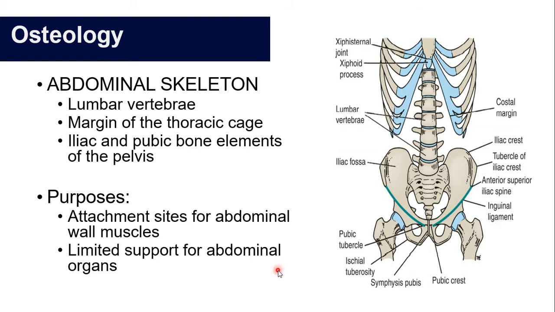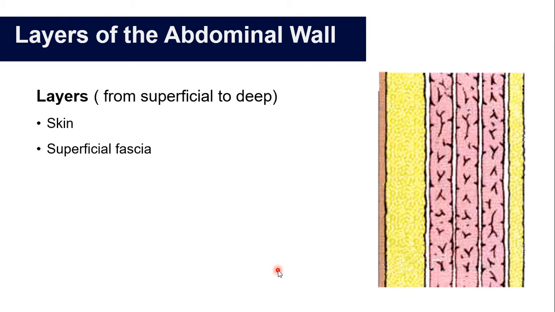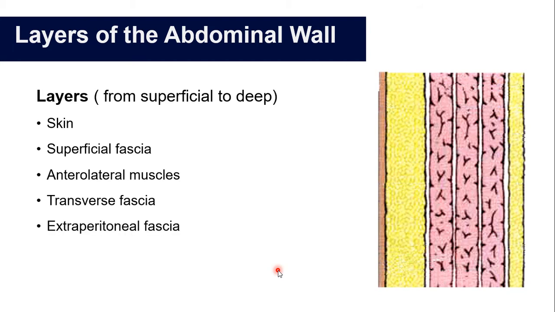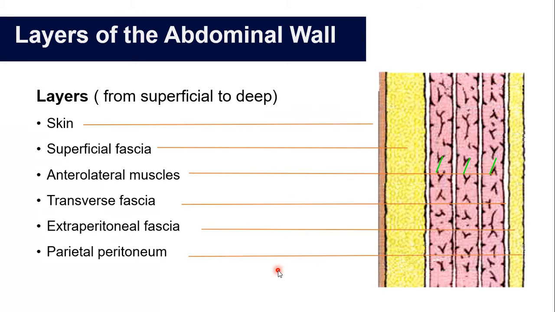Next, after the osteology, we'll discuss the layers of the abdominal wall. So from superficial to deep, we have first the skin, then the superficial fascia, the anterolateral muscles, the transverse fascia, extraperitoneal fascia, the parietal peritoneum. So these are, again, the skin, the superficial fascia, anterolateral muscles. We have here three layers: transverse fascia, extraperitoneal fascia, and lastly, we have the parietal peritoneum.